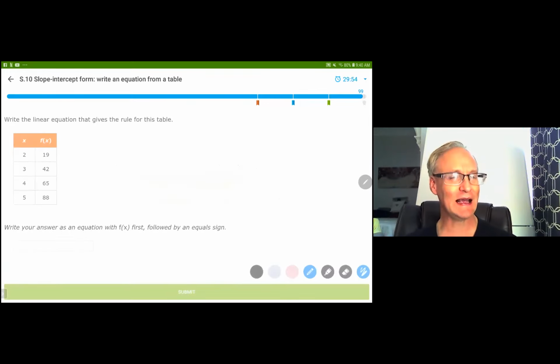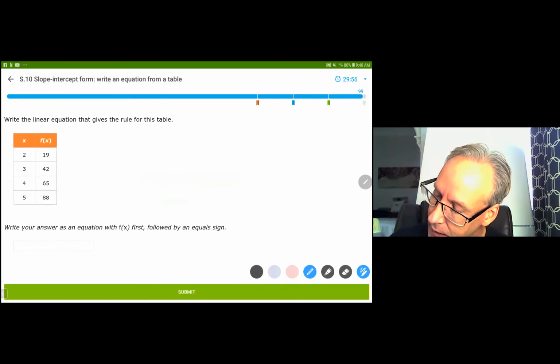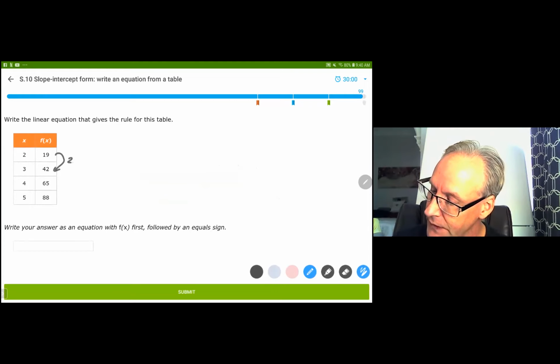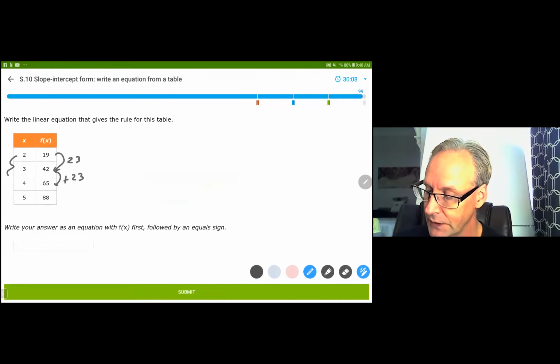They're making me do a last one. Okay. 19 plus, it looks like 23 is going to give me 42. And it looks like I have to add 23, sure enough. And these are going up by ones. So my slope is 23. And that's not easy to see at 19.